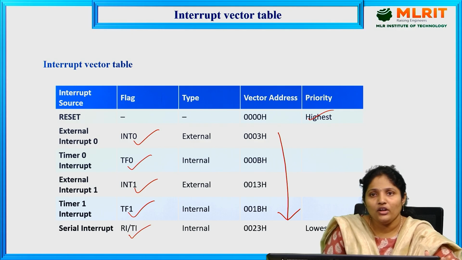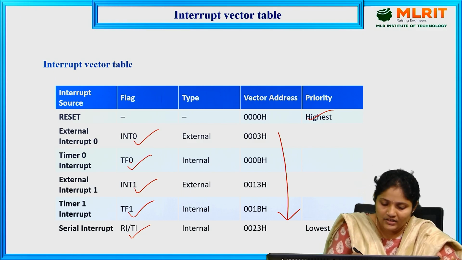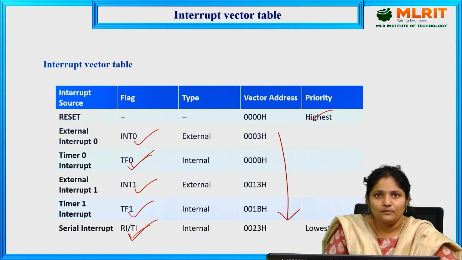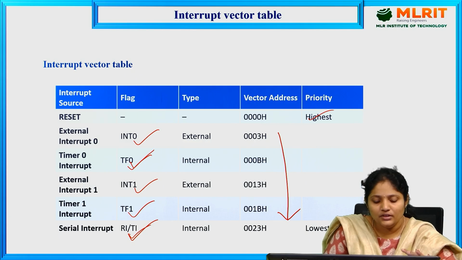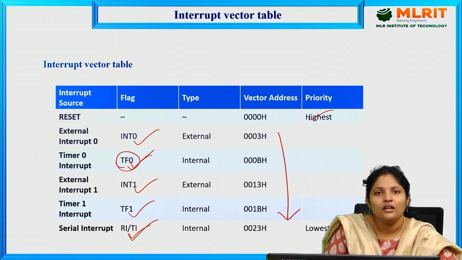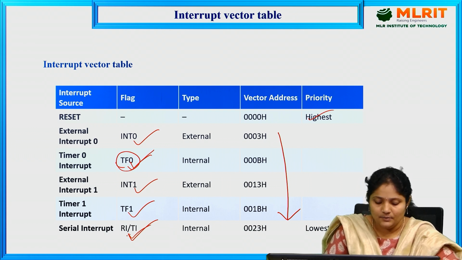Okay, so this priority is very important, because while executing the program, if 2 interrupts occur at the same time, which interrupt needs to be executed first? It always depends upon the priority. If we have timer interrupt 0 and serial interrupt at the same time, which one is executed first and which is followed next? According to the priority, the timer flag 0 interrupt will be executed first, and after executing this, the serial interrupt will be executed.